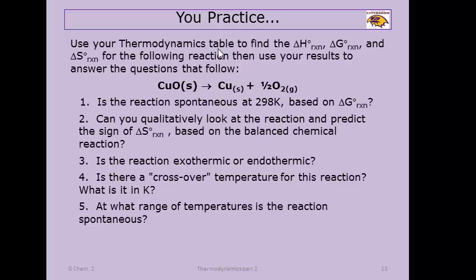And then answer the following questions. Is the reaction spontaneous at 298 K based on the delta G? Can you qualitatively look at the reaction and tell me, hey, this should be, in terms of entropy, increasing entropy or decreasing entropy? Is the reaction exothermic or endothermic based on, of course, your heat of reaction? Is there a crossover temperature based on the chart we just looked at? And if so, can you solve for it in Kelvin? And then if you understand that, do you know whether it's going to be spontaneous above or below the crossover temperature?